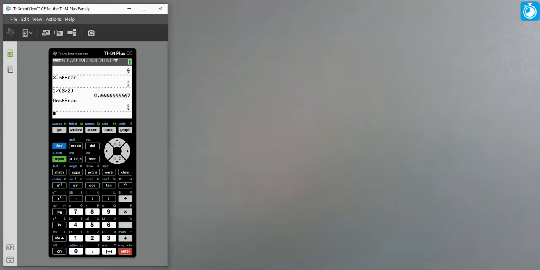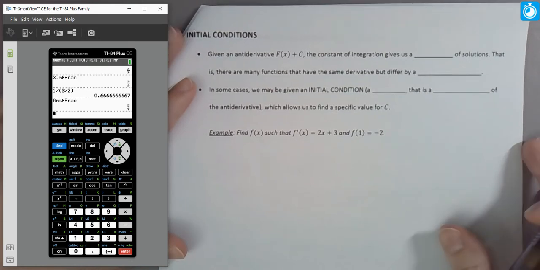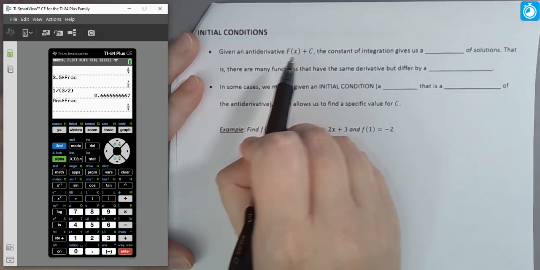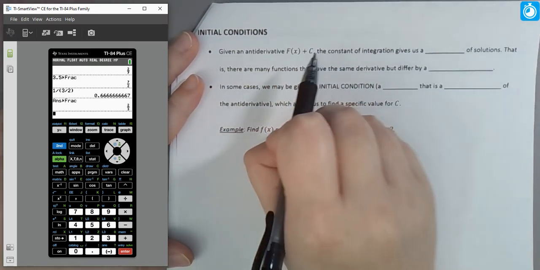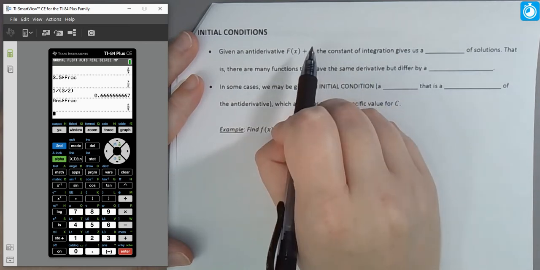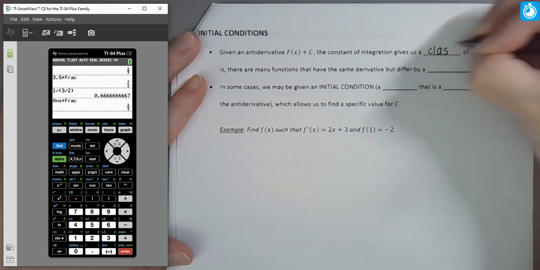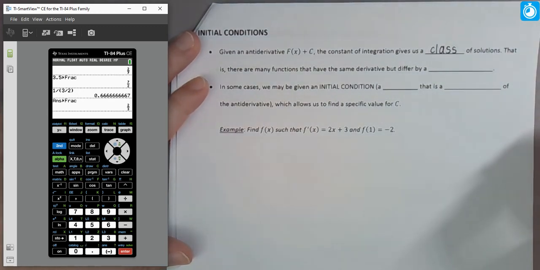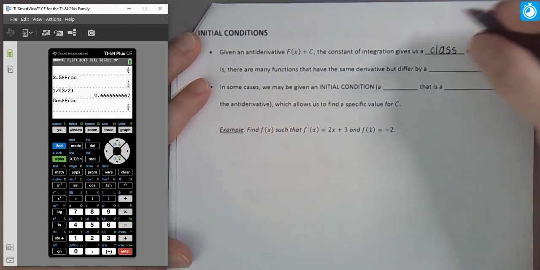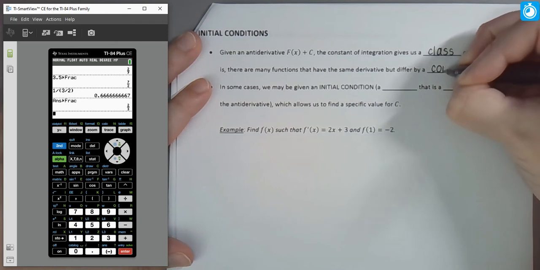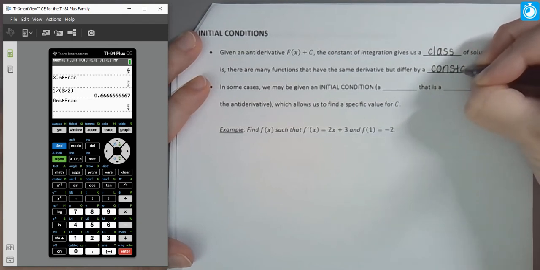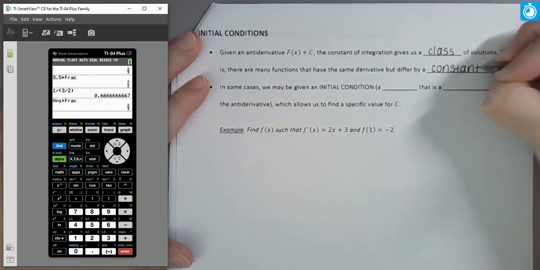So how do we deal with the C? What does that C really mean? So given an antiderivative of our function plus C, the constant of integration, that's C, gives us essentially a class of solutions, a class of antiderivatives. In other words, there are many functions that have the same derivative, but simply differ by a constant.